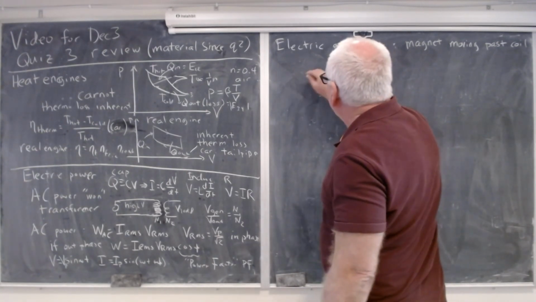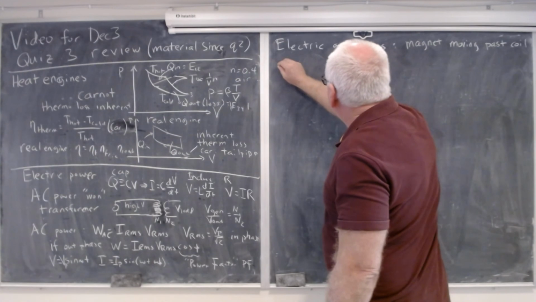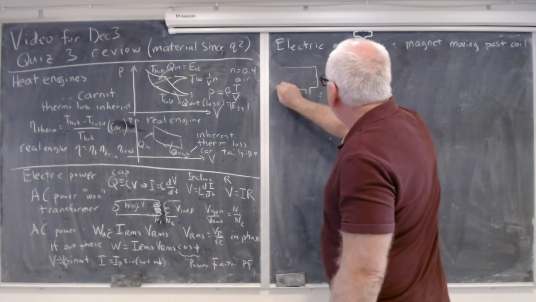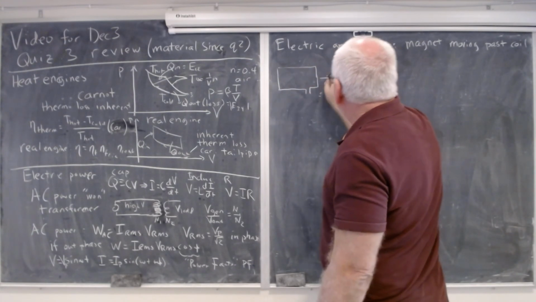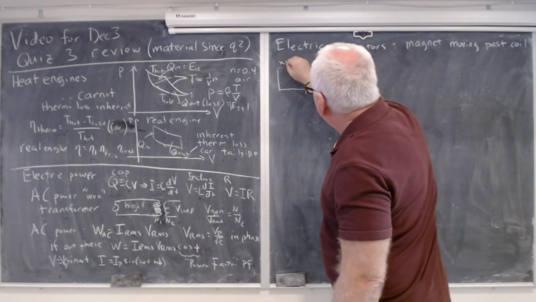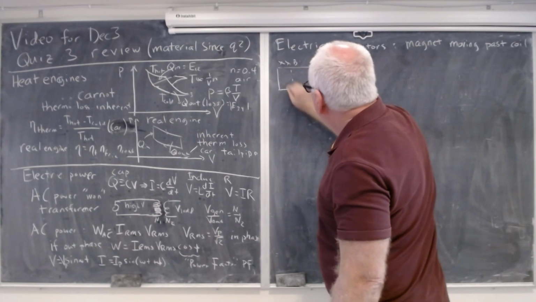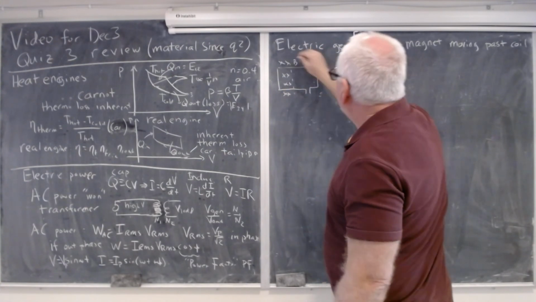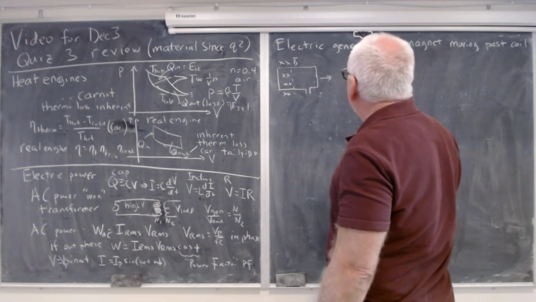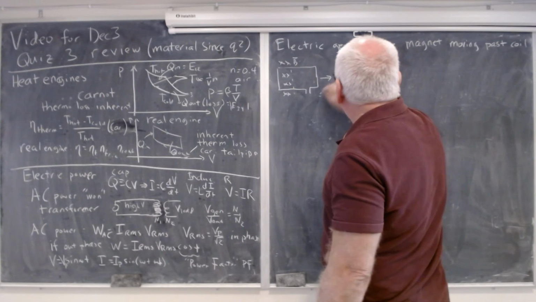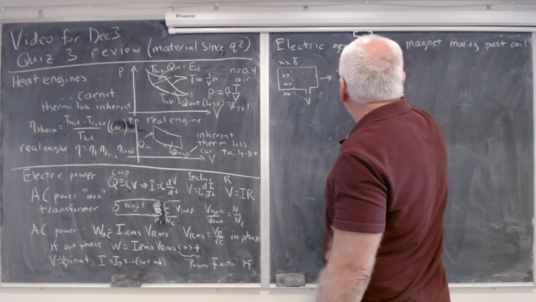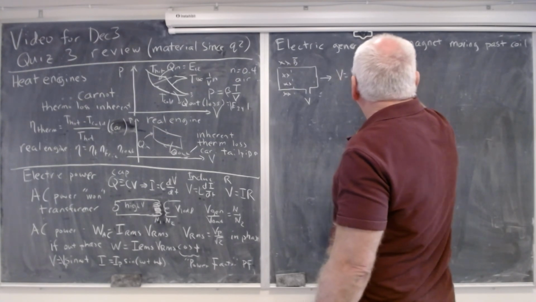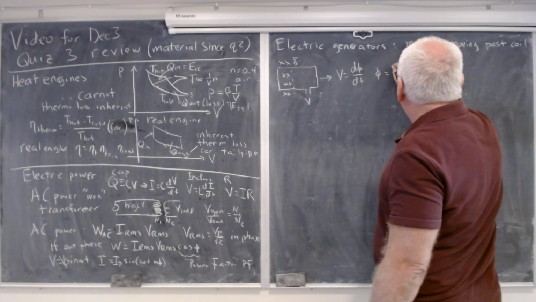You learned the first simple generator, a coil moving where B is into the board here, and you learned that the voltage developed is equal to d phi dt, where phi is the flux, which is B times A.